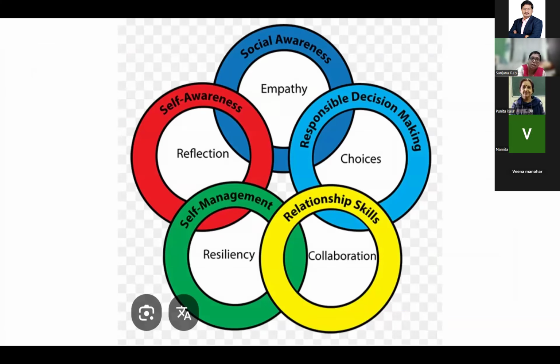So these are the things which reflect social awareness, self-awareness, responsible decision making, self-management, and relationship skills. Social awareness is empathy, where we have to understand each other. Responsible decision is the choices we make by taking decisions or by sharing our thoughts and ideas.